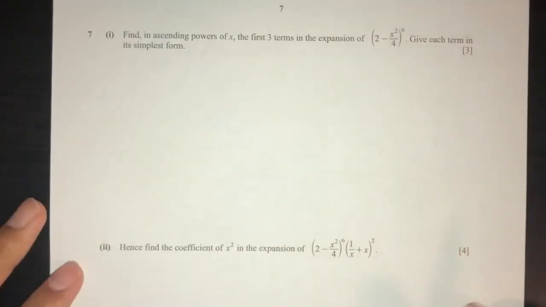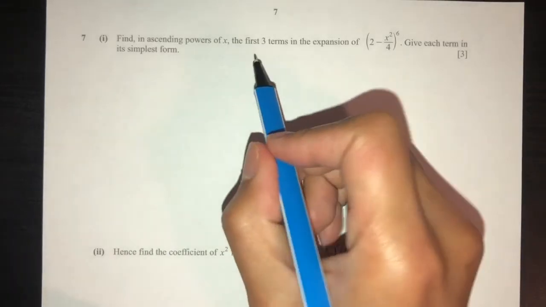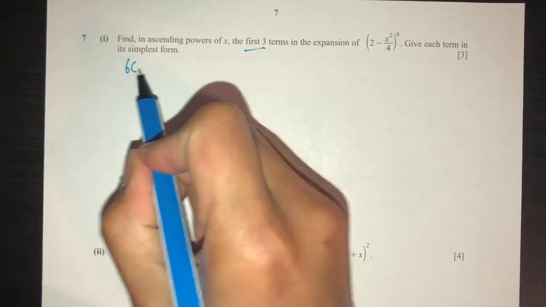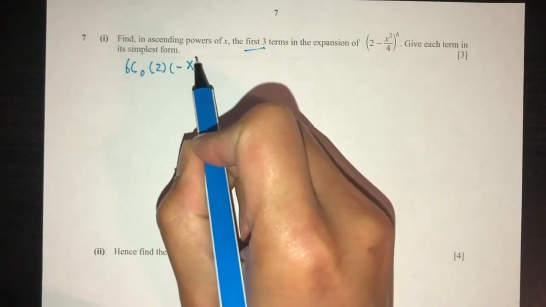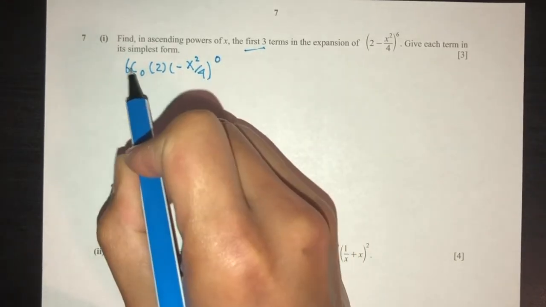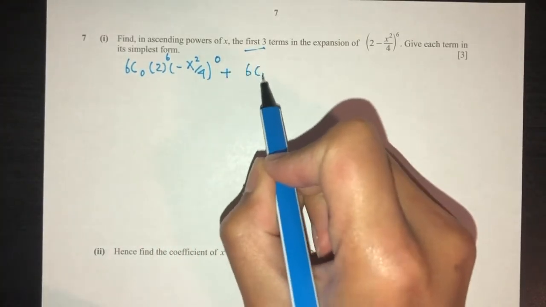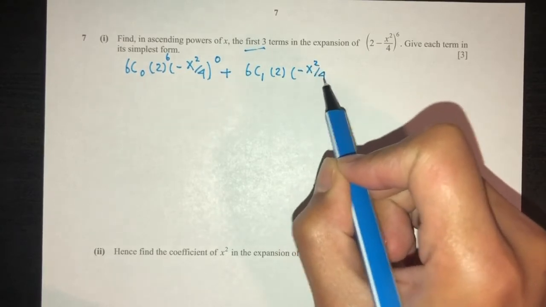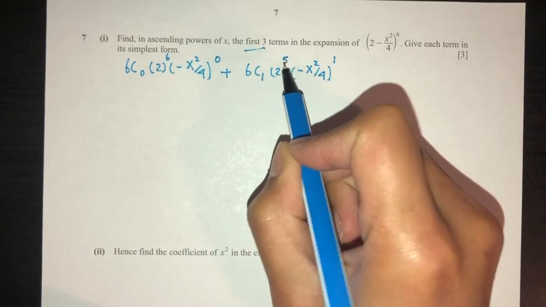Now let's move on to question number 7. Find in ascending powers of x the first 3 terms of this expansion. So pretty easy. For the first term we have 6 choose 0. The first is 2, then we have minus x squared over 4. This is power 0, this also will be 0. 6 minus 0 is 6. That's your first term. Then the second term is 6 choose 1, 2, and then we have minus x squared again over 4. This is power 1. 6 minus 1 is 5. That will be 5.